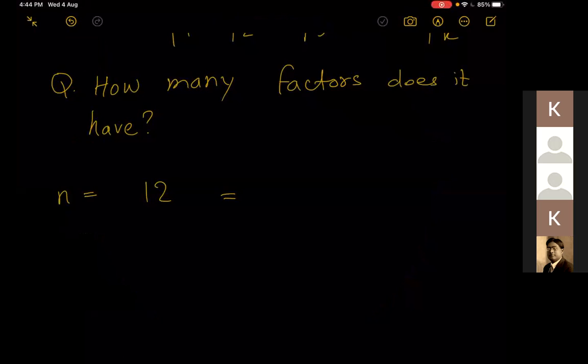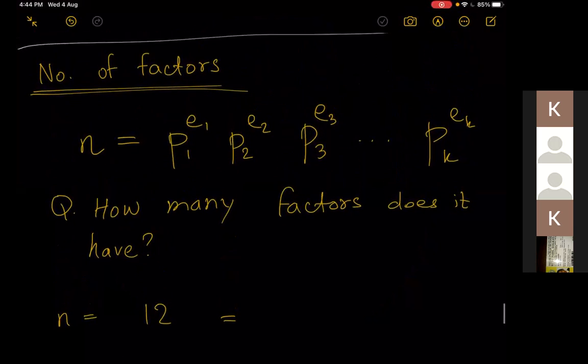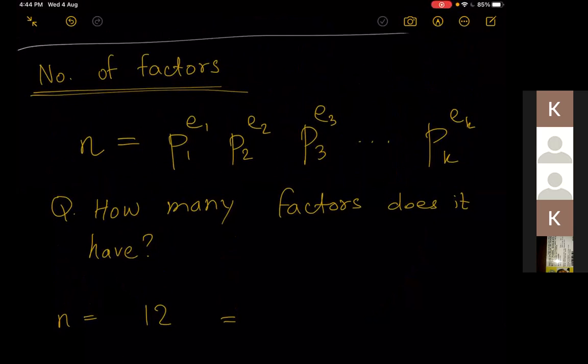Can you scroll up to the question? Yeah, thank you. So what is 12? 12 is 2 square into 3 to the power 1, right?